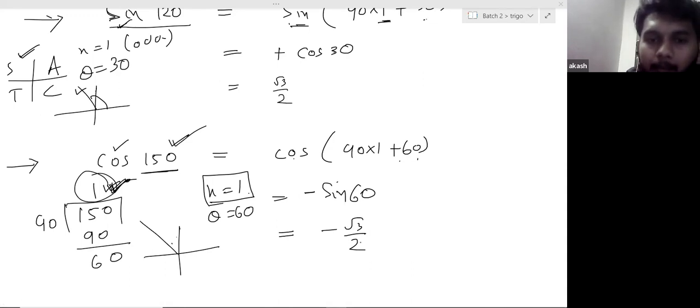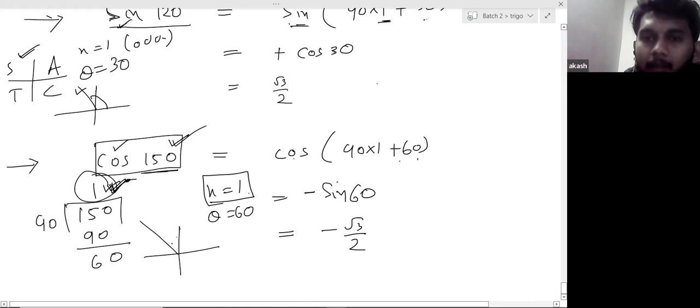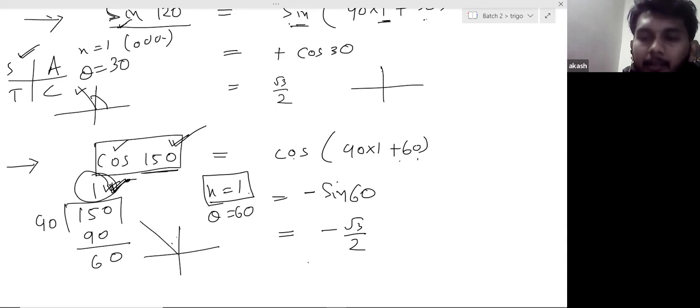All right. Peer, look at step 2. Step 2 says go back to the original value. The original question is cos 150. 150 lies in which quadrant? Peer. 150 degrees, which quadrant?